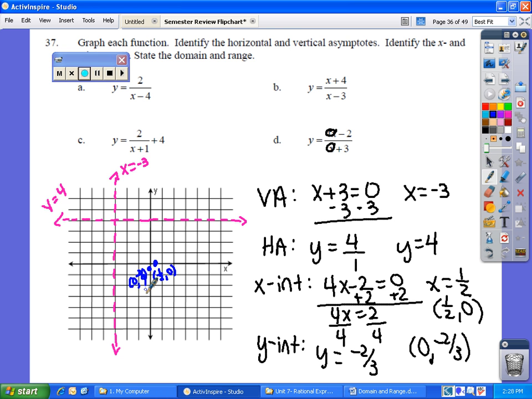So these points are really small, so you might want to try to put it in your calculator and maybe find another point so that you can plot it correctly. Make sure if you're going to put it in your calculator, don't forget to put everything in parentheses in your calculator.